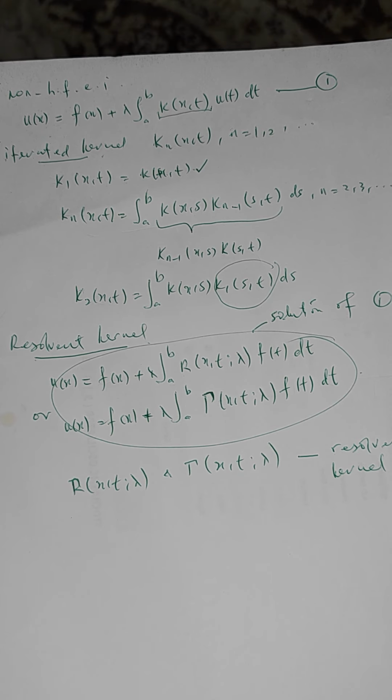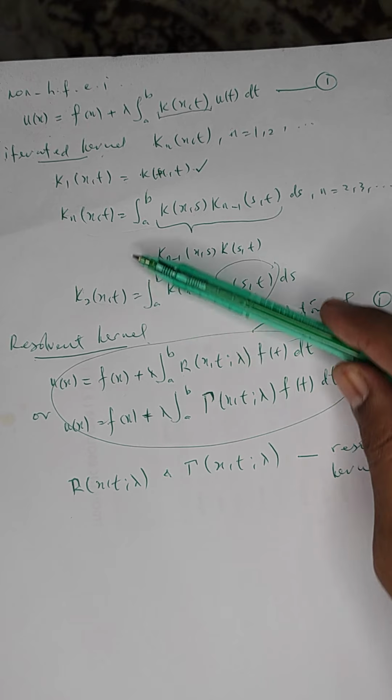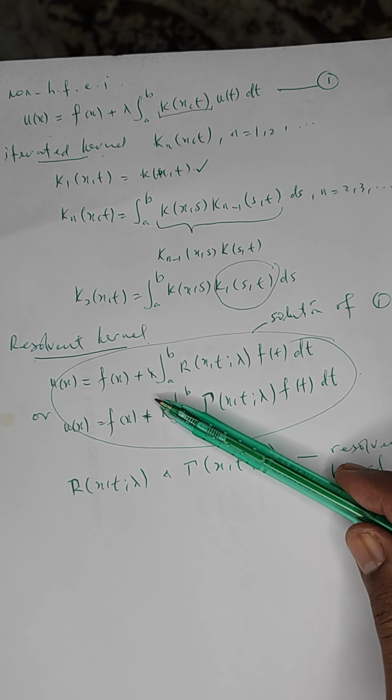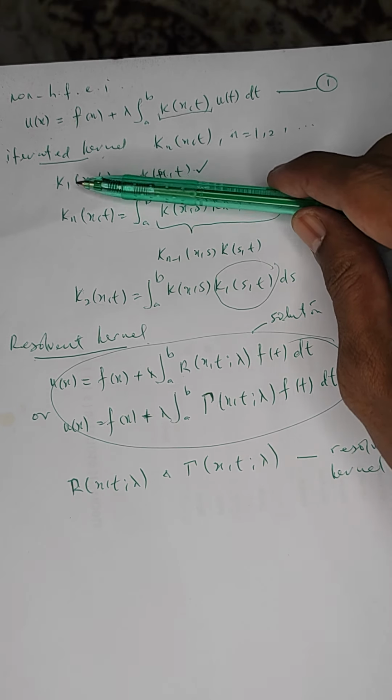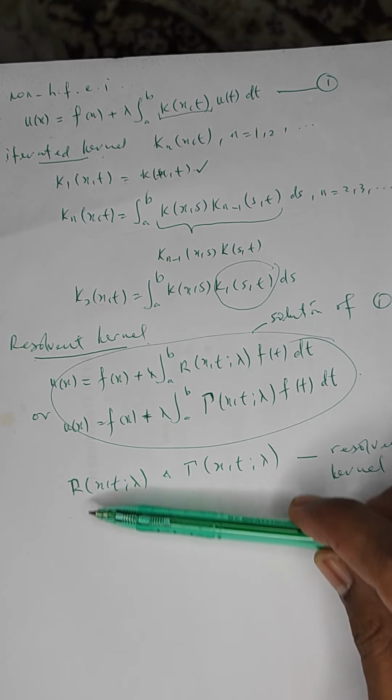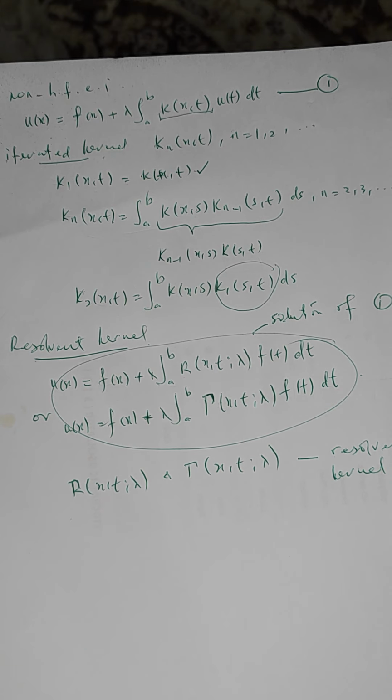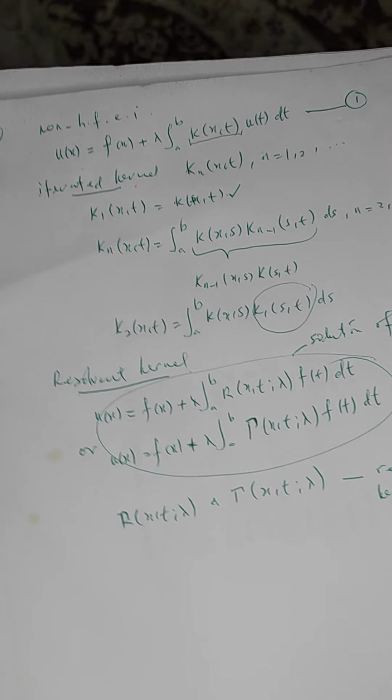Now look at the related theorem. The theorem is related to the solution of the non-homogeneous Fredholm integral equation, and the solution is for the iterated kernel. So we must have absolute and uniform convergence. Because you have K_1, K_2, K_3, K_4, and so on and so forth, those series must be convergent and uniformly convergent.